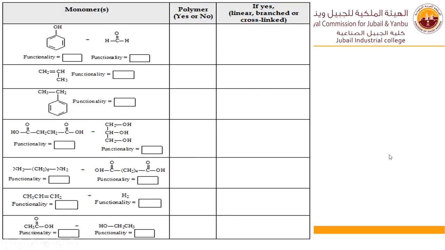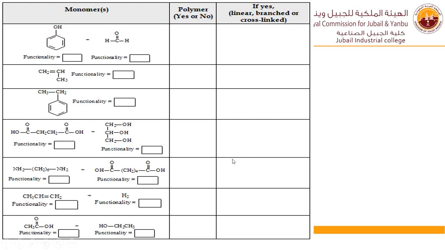Now, this slide shows a typical example of questions that you will encounter in this course. For example, you have monomers, for example A and B, or sometimes you have only one. You want to know whether it's going to form a polymer. Will it form a polymer, yes or no? If yes, what type of polymer? Is it linear, branched, or cross-linked?